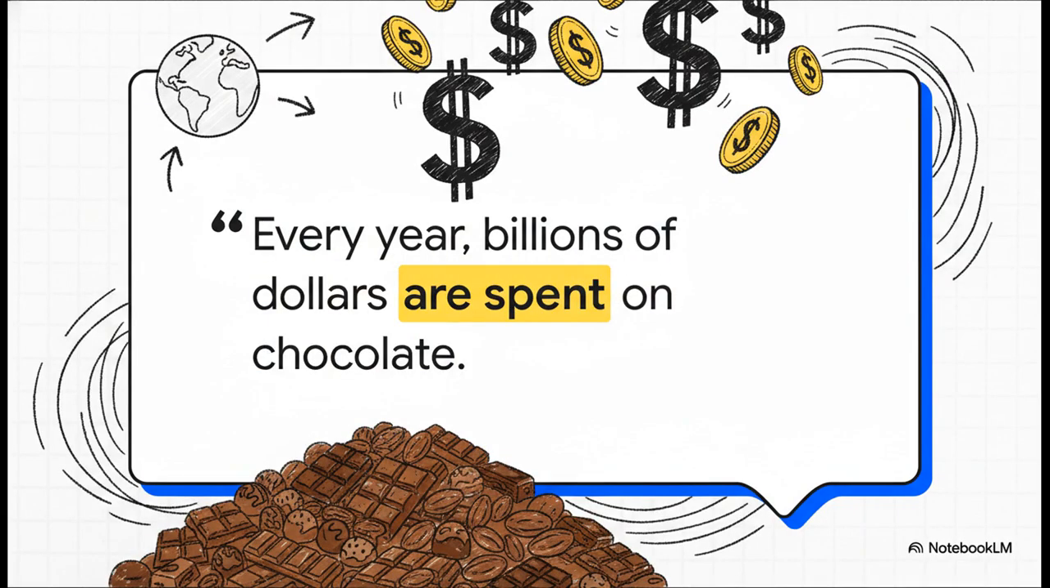And for the big finish, check out the impact here. Billions of dollars are spent. The writer wants you to be stunned by that huge number, by the result. Who spends the money? Well, all of us, I guess. But by putting billions of dollars right at the front, the sentence becomes so much more dramatic and powerful.